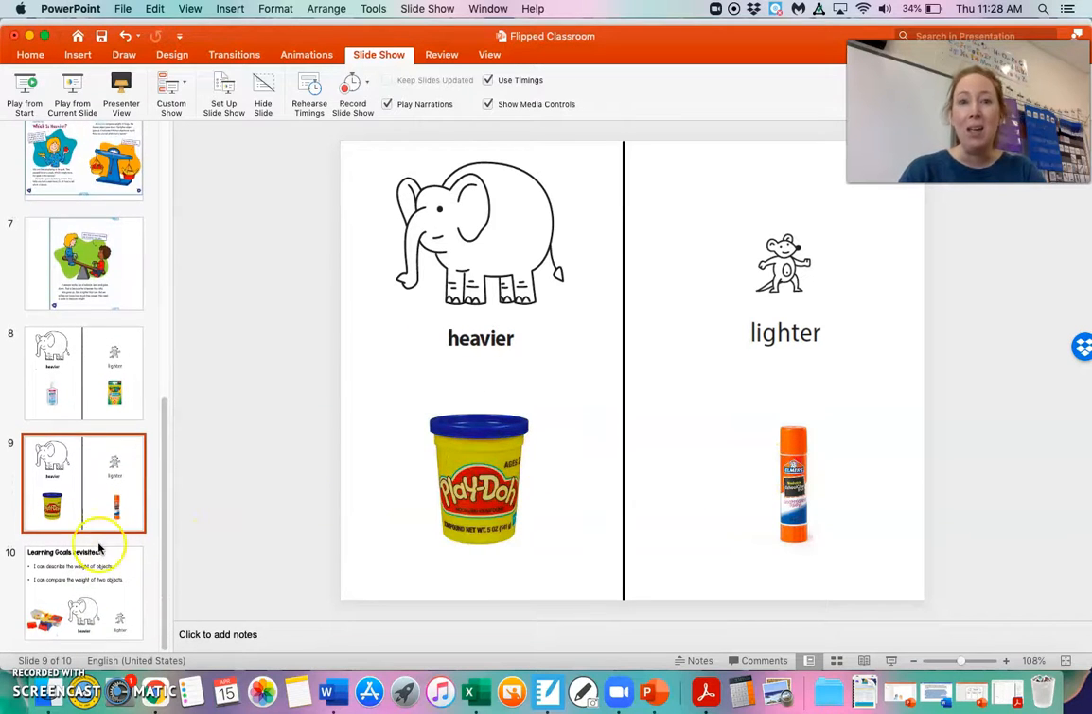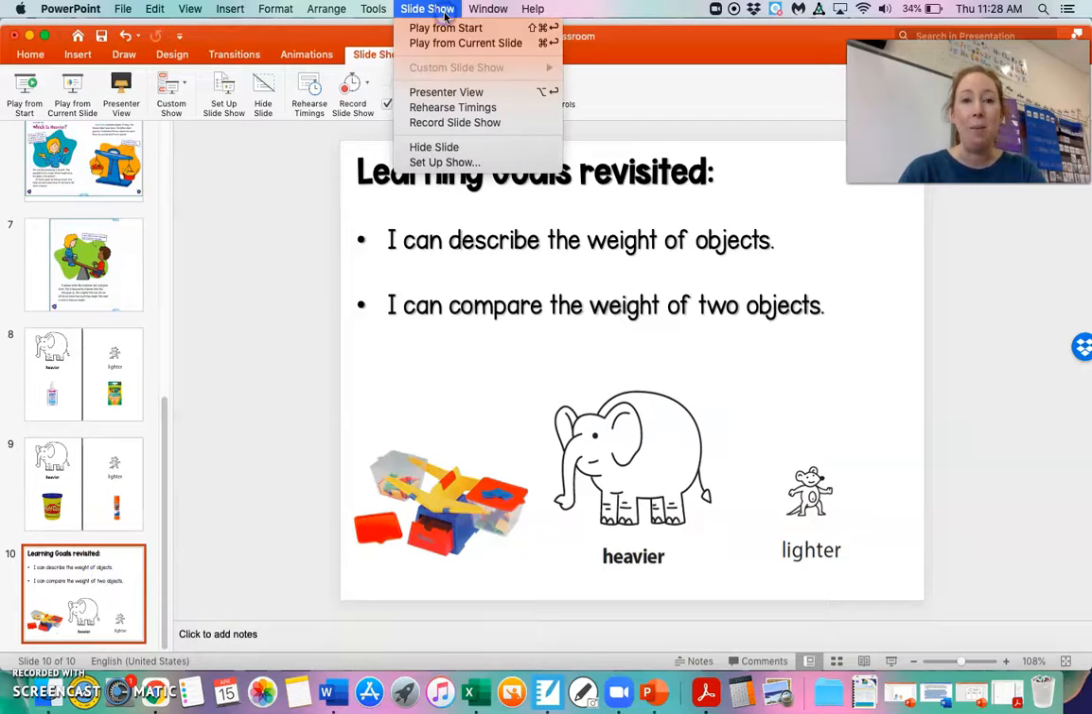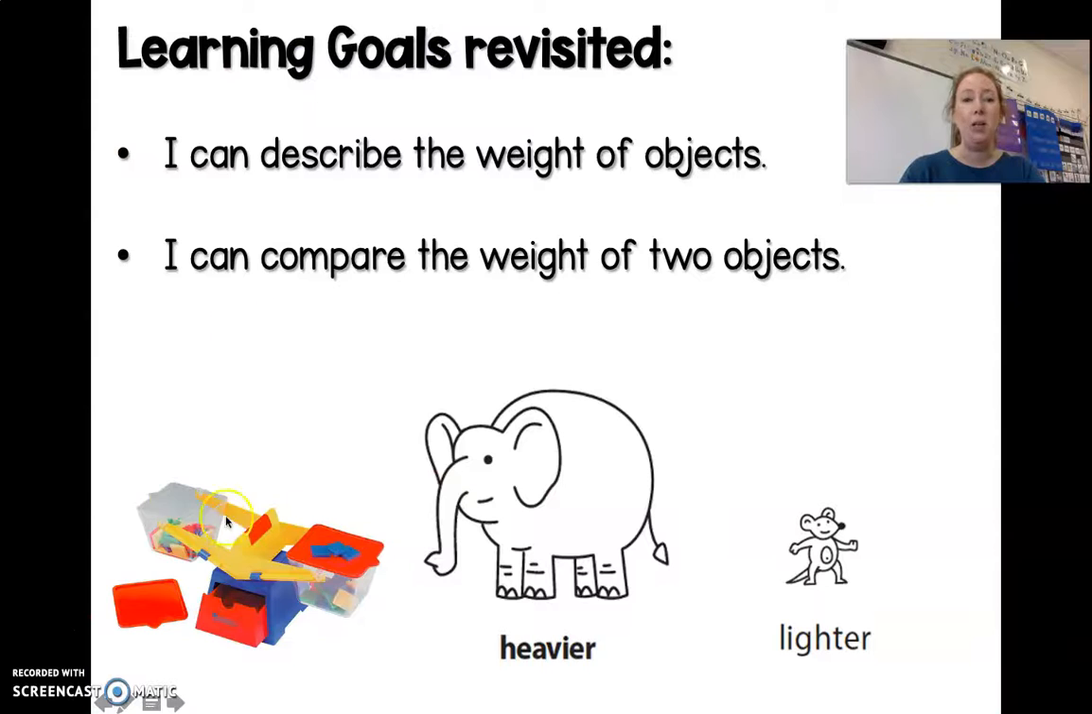We know that because we compared them using our tools. We used the balance. A balance is a tool that helps us compare the weight of two objects. And then I can use the words heavier and lighter. I can't wait to explore weight even more with you when we can compare two different objects.